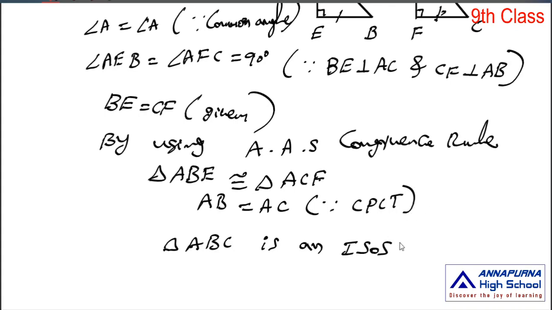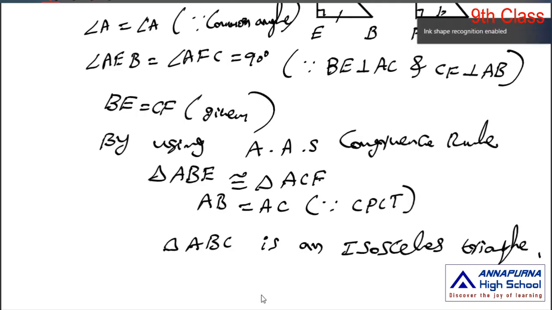In a triangle ABC, if any two sides are equal, the triangle is called an isosceles triangle. This is the fourth problem.